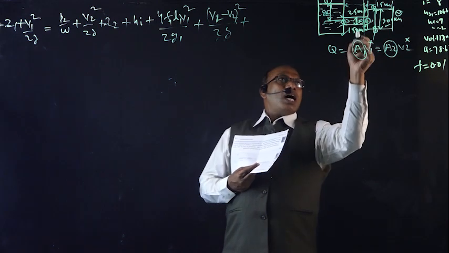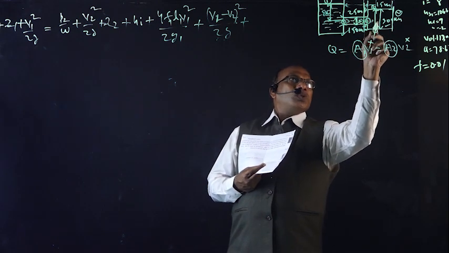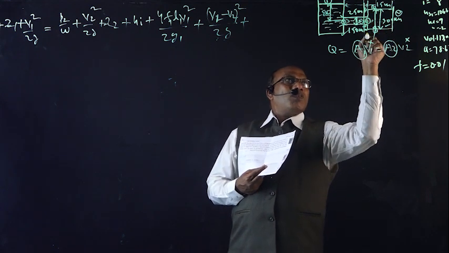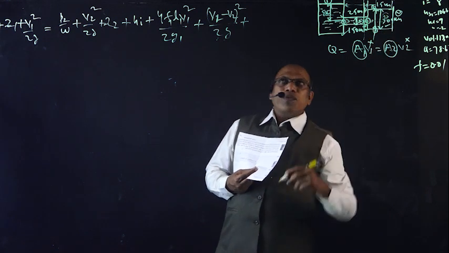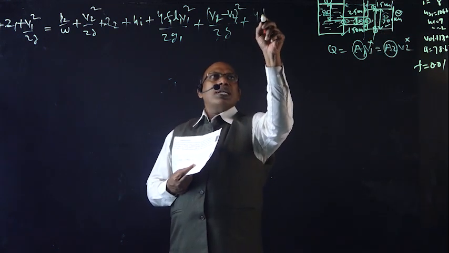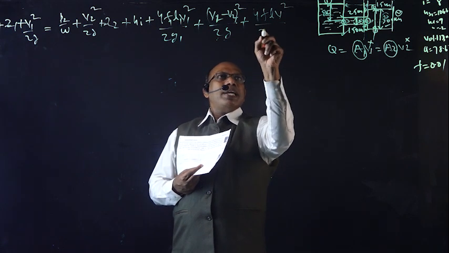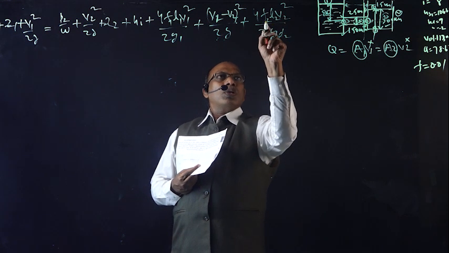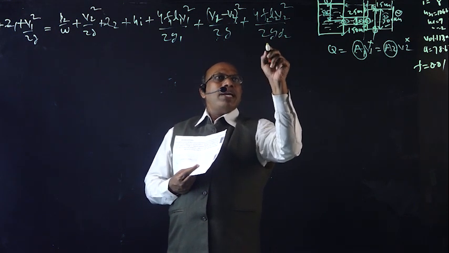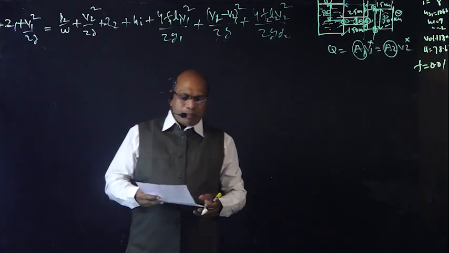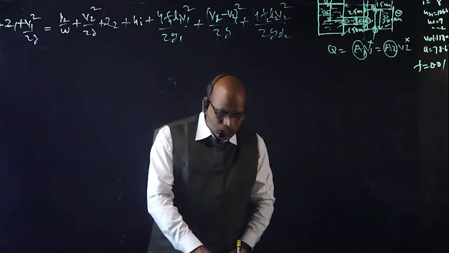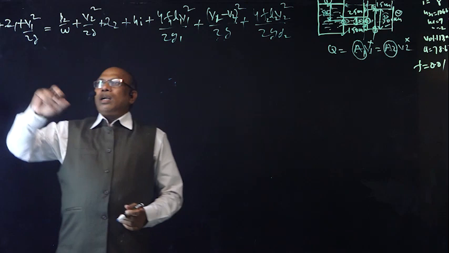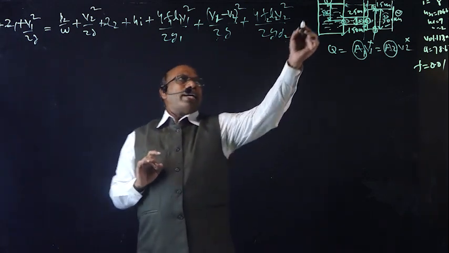Plus one more loss: the water entering the 300 mm diameter pipe, and in this 300 mm pipe we are going to take one more loss, that is head loss due to friction. That is 4 F2 L2 V2 square by 2 G D, the second pipeline. This is the equation based on Bernoulli's formula or Bernoulli's statement.